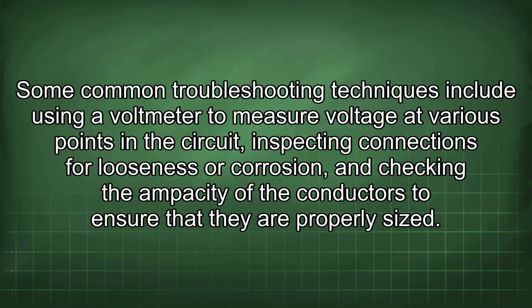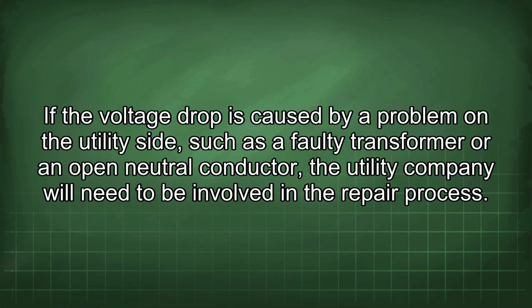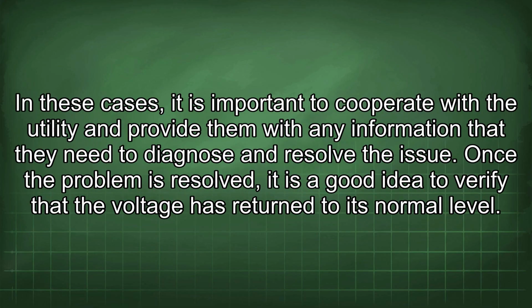Some common troubleshooting techniques include using a voltmeter to measure voltage at various points in the circuit, inspecting connections for looseness or corrosion, and checking the ampacity of the conductors to ensure that they are properly sized. If the voltage drop is caused by a problem on the utility side, such as a faulty transformer or an open neutral conductor, the utility company will need to be involved in the repair process. In these cases, it is important to cooperate with the utility and provide them with any information that they need to diagnose and resolve the issue.